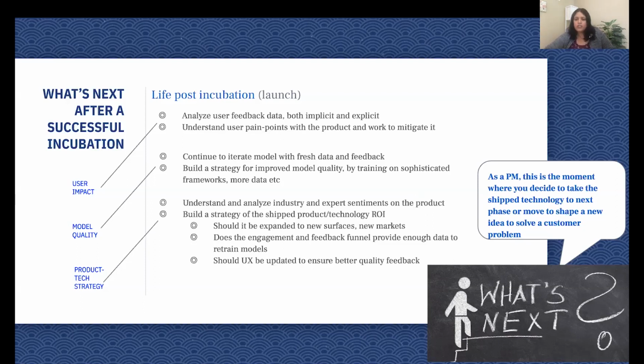But then there's again a question of what's next. After you've done all of this, you look and you say, what is it that I want to do? Should I take this shipped technology to the next phase, meaning I make it a more stable technology, a stable product, or do I move to shape a new idea to solve a new customer problem? And it depends on what you want. But that's when you have that discussion with yourself about what you want to do next.